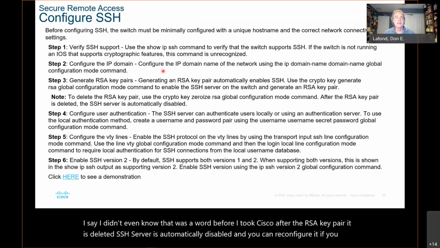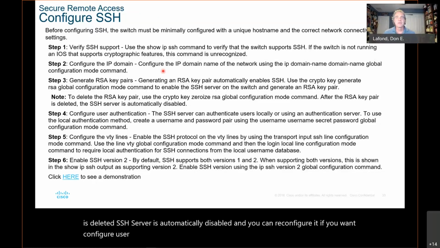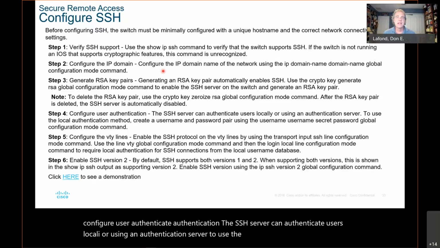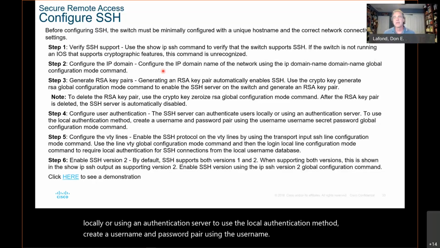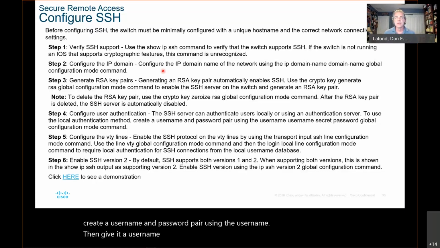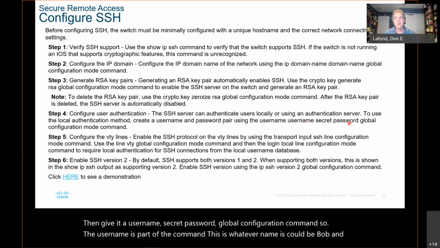Configure user authentication. The SSH server can authenticate users locally or using an authentication server. To use the local authentication method, create a username and password pair using the username, then give it a username, secret, password, global configuration command. So the username is part of the command. This is whatever name, this could be Bob, and then secret, and then whatever password you want it to be.